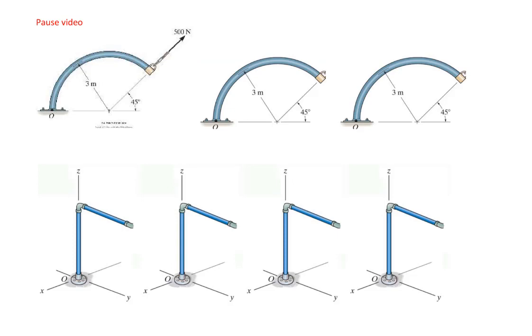What we have here is a couple of scenarios. A two-dimensional object, which we've already talked about, has this 500 Newton force applied at the end of this curved member. What I'd like you to do is think about how you can reposition that 500 Newton force so that it has a greater moment, maybe the maximum moment, about point O. You're still going to apply it at that point, but you're going to change the angle or change something about it so that it has a maximum moment.